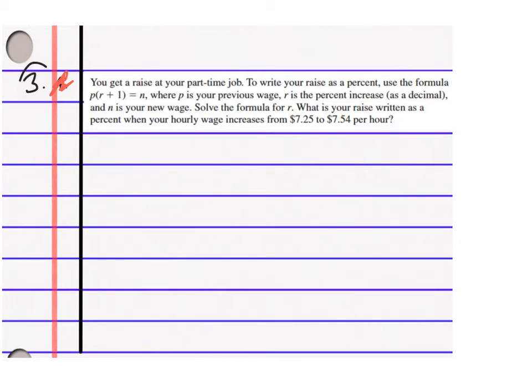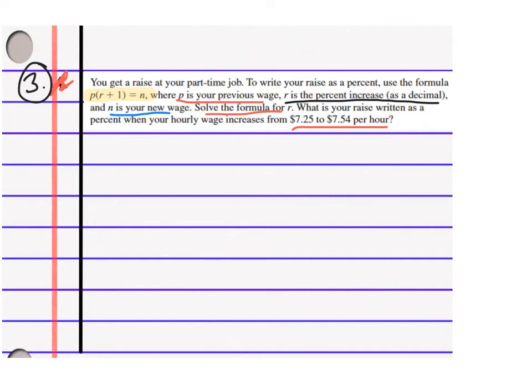All right, so you can summarize, but you should write something down for this problem. You get a raise at your part-time job. To write your raise as a percent, the formula is P times (R plus 1) equals N. P is your previous wage. R is the percent increase as a decimal. N is your new wage. Solve the formula for R. What is your raise written as a percent when your hourly wage increases from $7.25 to $7.54 per hour?